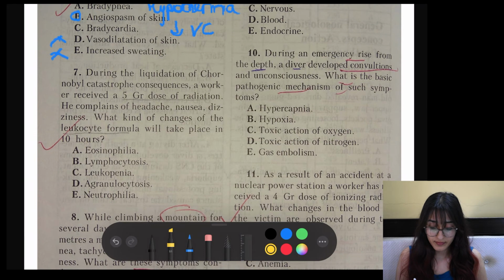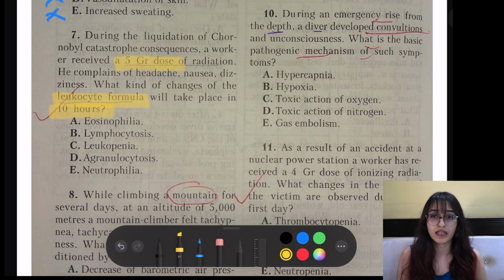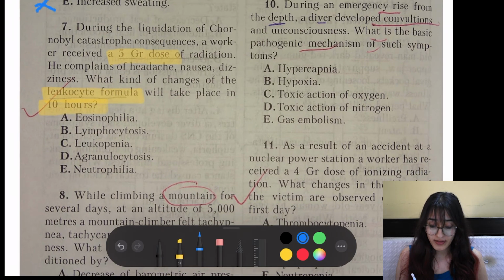Next question. During liquidation of Chernobyl, the person received 5-grade dose of radiation, and he complains of headache, nausea, dizziness. What kind of changes in the leukocyte formula now will take place in 10 hours? So let me tell you that after exposure to acute radiation, the blood is the first of all that is affected in a person, and the hematopoietic cells are affected. There is a short-term redistribution of leukocytes.